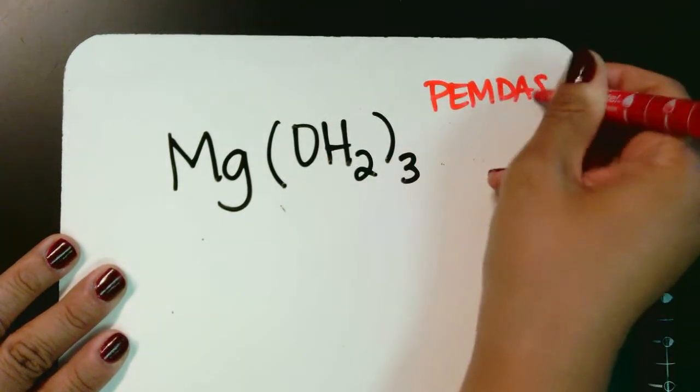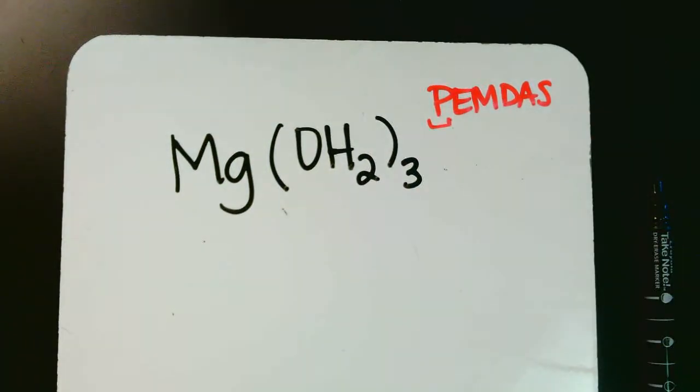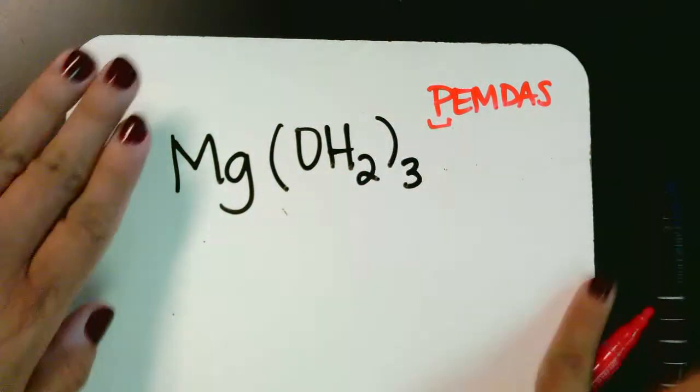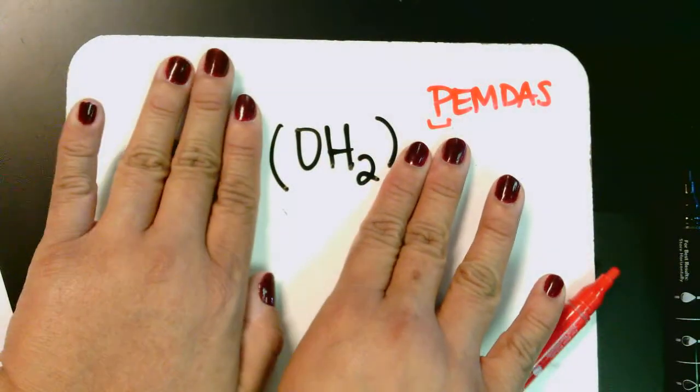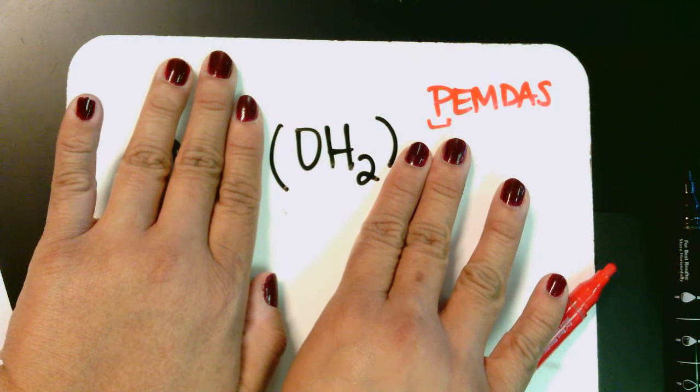Thank you to fourth period for reminding me about PEMDAS, right? So the first thing we have to do is deal with what's in the parentheses. And it's the same thing with a chemical formula. I have to pretend like everything that's not in the parentheses doesn't exist for the moment. So I just want to deal with what's in the parentheses.